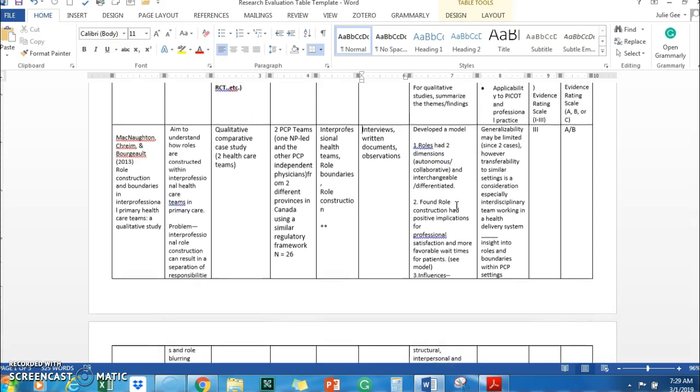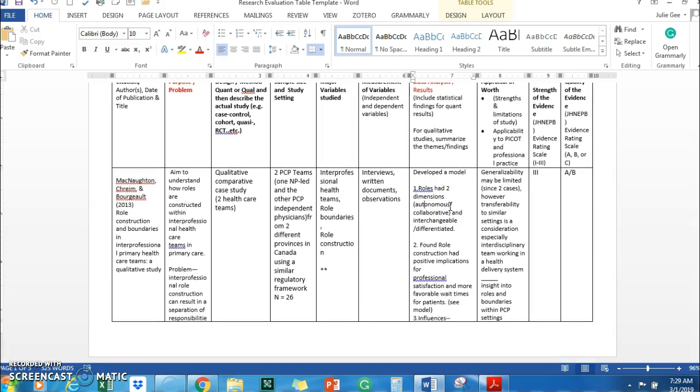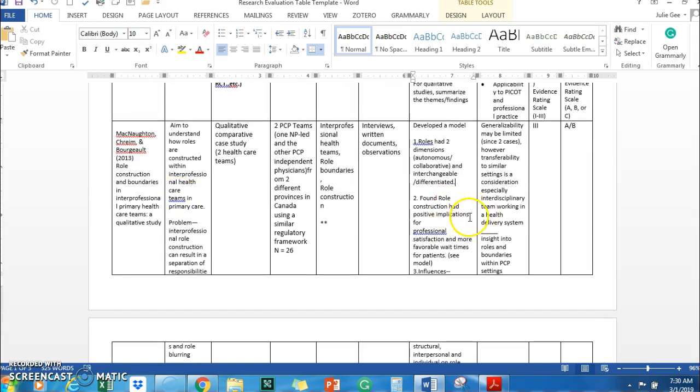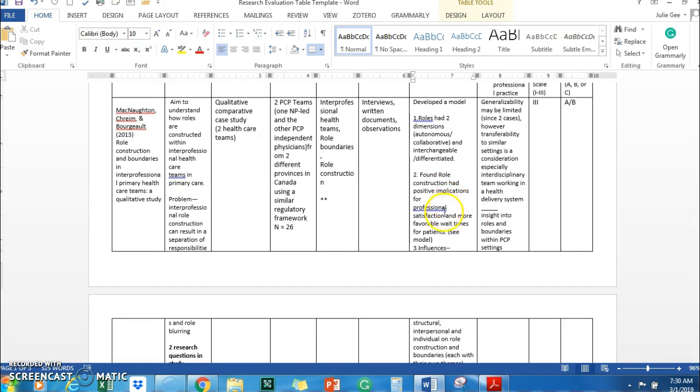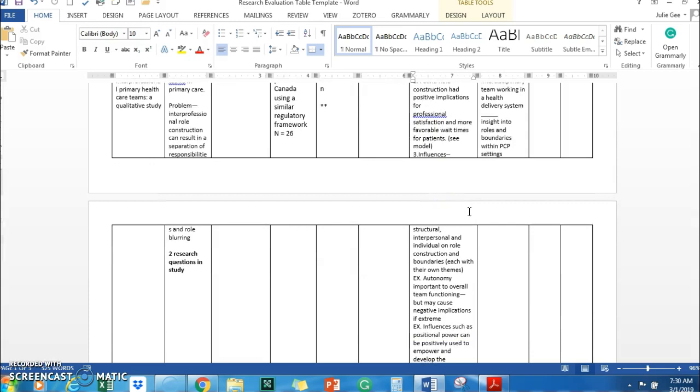Okay, so first of all, what was really cool is they developed a comprehensive model. That was really neat. Usually when we do qualitative studies, we do that with grounded theory, but that was kind of nice with this one. We were talking about the roles. They had 2 dimensions, autonomous and collaborative, and then the second dimension was interchangeable and differentiated. They found that role construction had positive implications for professional satisfaction and for patients. That was identified in the model specifically. They talked about the influences, which was addressed in the abstract, and the different influences were structural, interpersonal, and individual influences on boundaries.